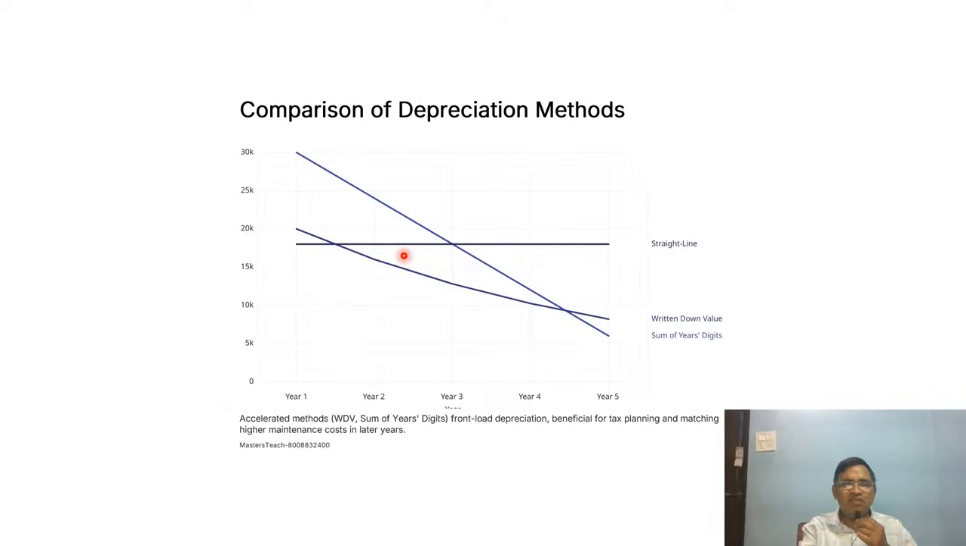In the straight line method, the value is the same, that means 18,000 every time, whereas the written down value is coming down, as mentioned here.